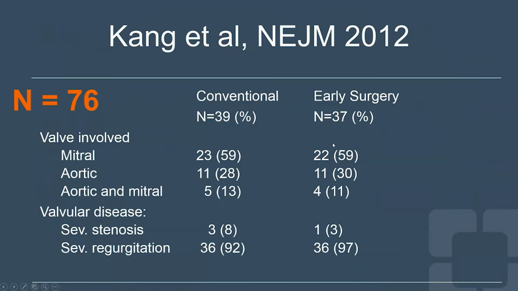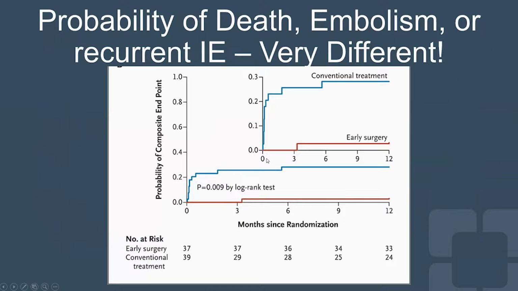And this is their distribution of patients. It's fairly evenly distributed. The valve involved was 60% of the time the mitral valve, 25 to 30% of the time the aortic valve. In a handful of cases, both the aortic and the mitral valves were involved. And you can see that in terms of a probability of death, embolism, or recurrent infection, patients with early surgery did much better than conventional medical management for these patients.